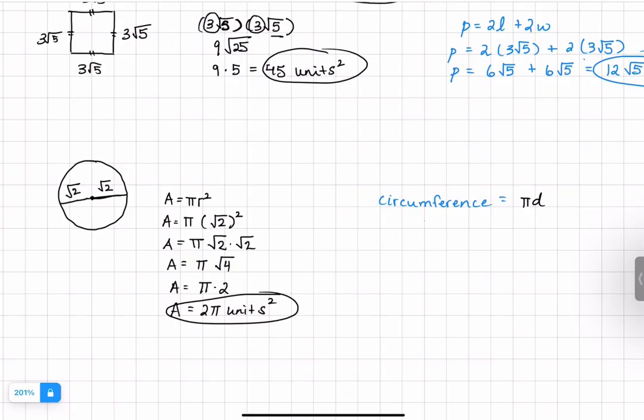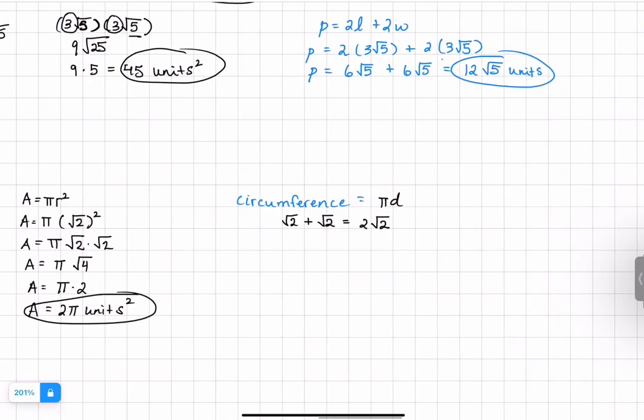We're saying root 2 plus root 2, so we're adding another root 2. So it would be 2 root 2. Or if you were using the other formula, which was pi times r plus r, that's the same thing as saying 2 pi r. So that would be 2 times pi times r, where the radius is root 2.